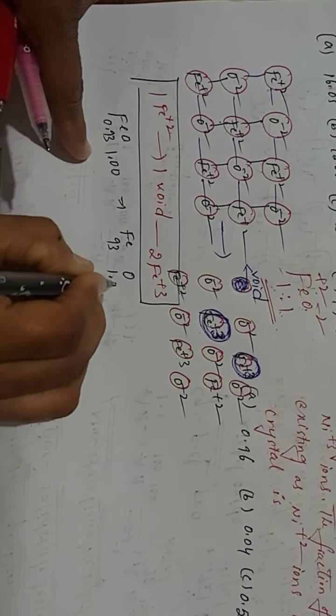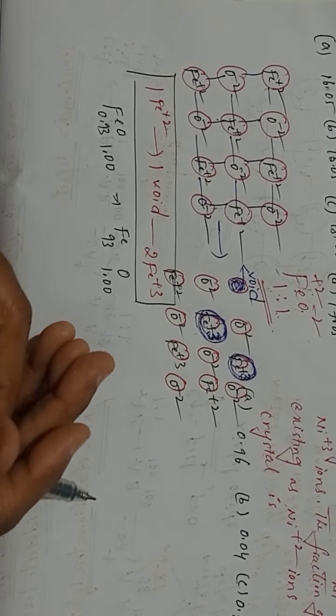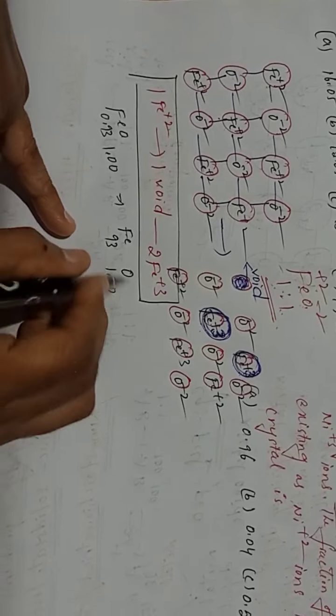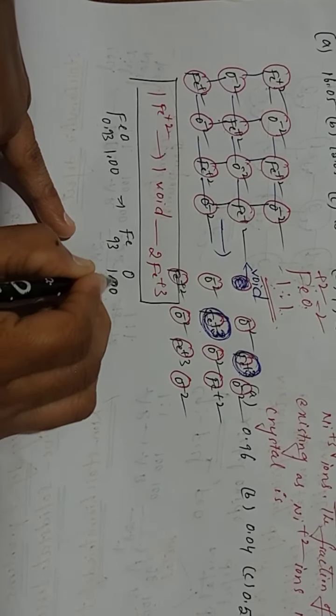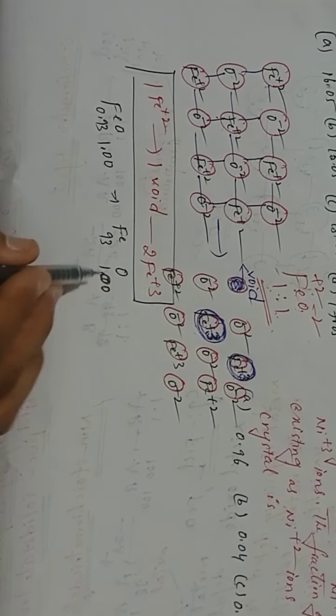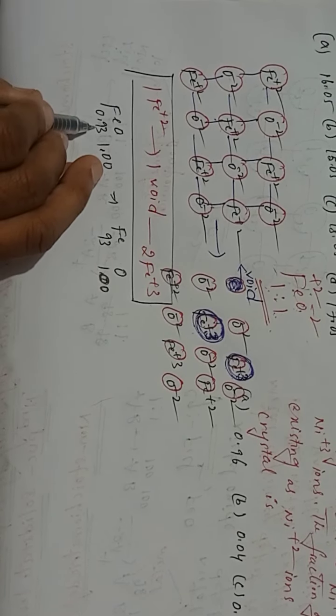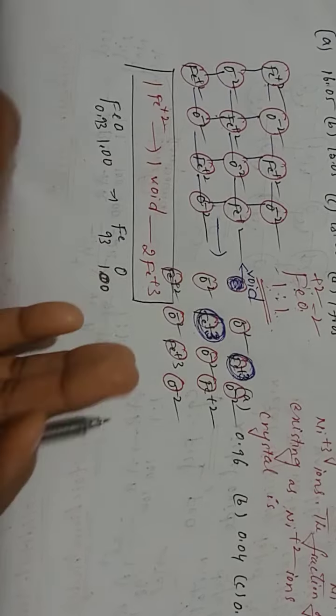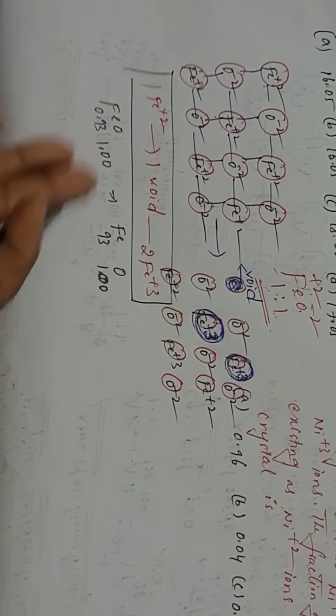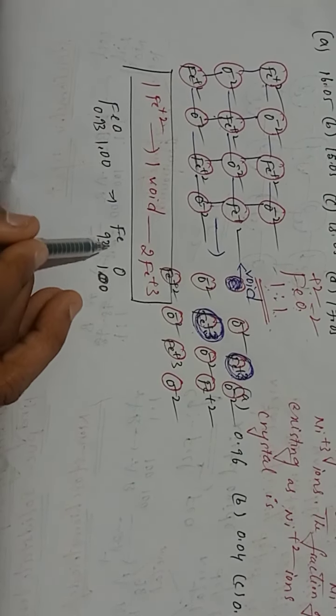Oxygen is already 1 only. When it is multiplied with 100, how much will you get, students? You will get 100. Before, 1.00 was given; when multiplied by 100, this 0.93 into 100, you will get 93. Just multiply those values with 100, students.